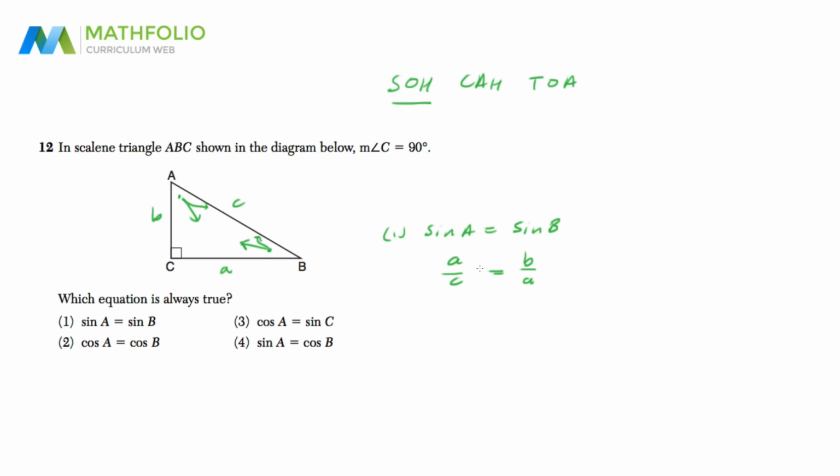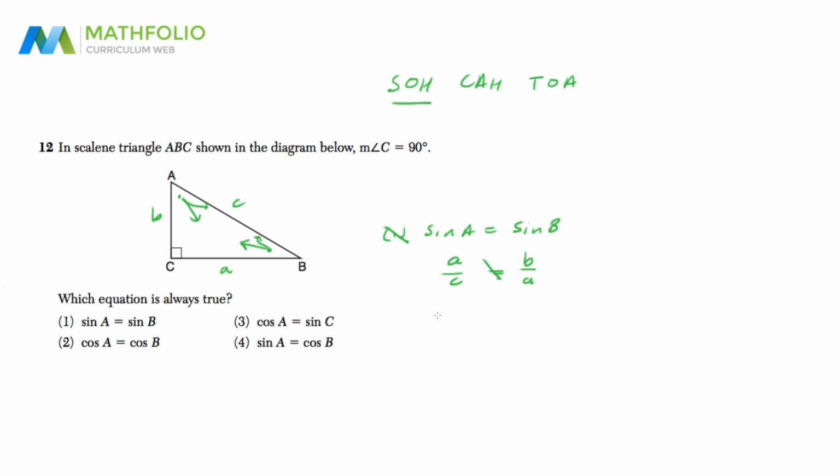So do those two look the same? Well, they're not the same unless A over C is the same as B over C. So that would mean that both A and B would have to be the same length for that to be true. And that's not going to happen because C is the hypotenuse and it has to be the bigger side. So that's not going to be true. So this is not the case. So 1 is not the answer.